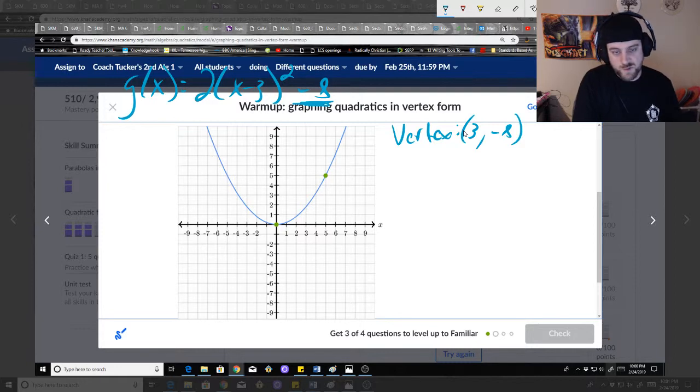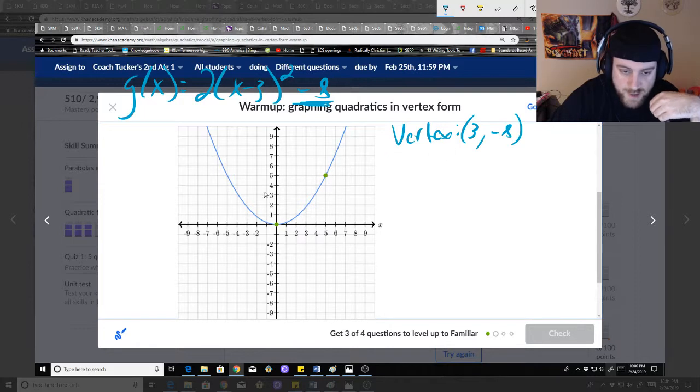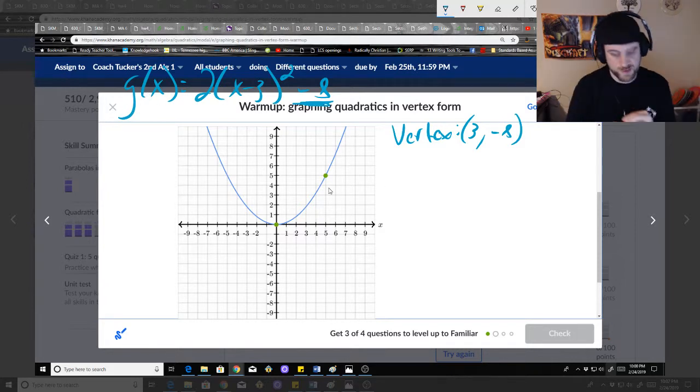So now zeros. When are the zeros? Well, it's when it hits the x-axis, right? That means when y is 0. So we're going to set this thing equal to 0, and we're just going to solve.